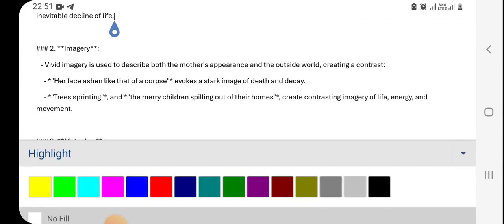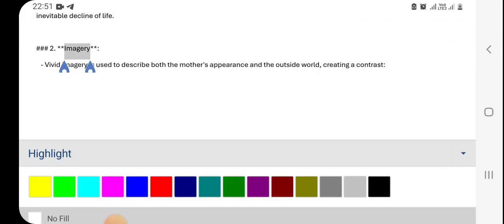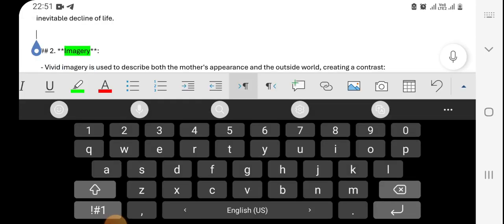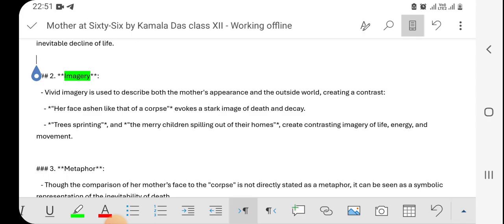What is imagery actually? Vivid imagery is used to describe both the mother's appearance and the outside world, creating a contrast. Remember, imagery is a poetic device in which the poet tries to create an image of that particular thing in the reader's mind. In this particular poem, we can see that her face, ashen like that of a corpse, evokes a stark image of death and decay.